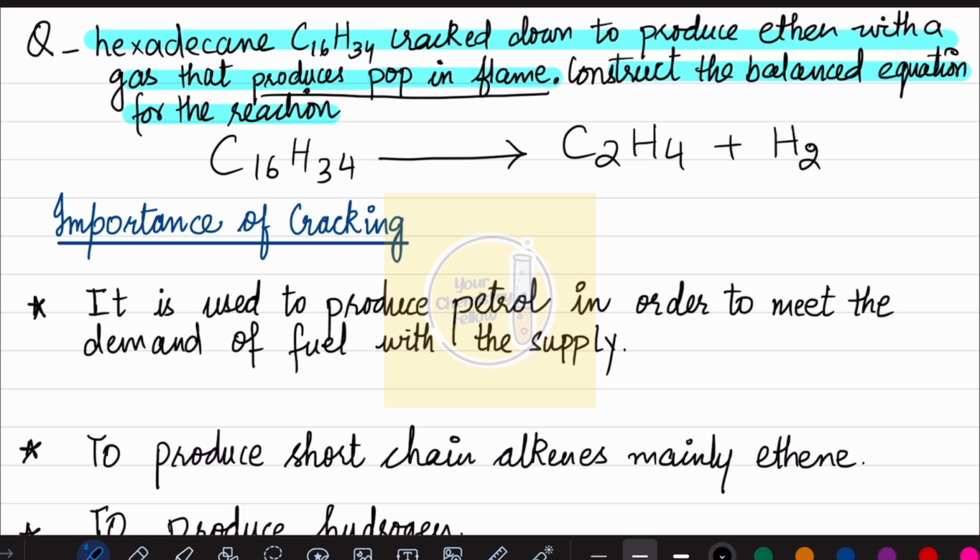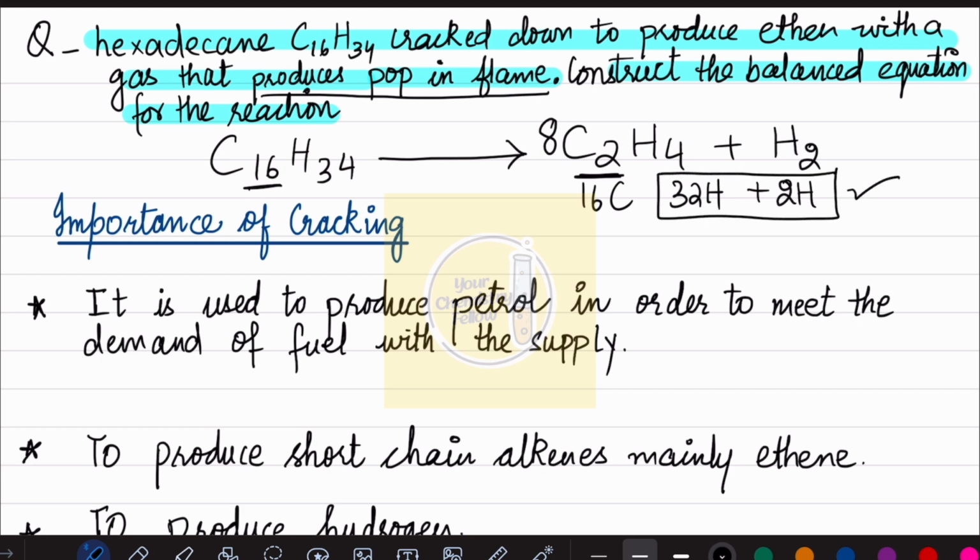Now I need to balance this equation. There are only 2 carbon atoms in ethene. So in order to make it 16, I will multiply it by 8. Now there are 16 carbon atoms and 8 times 4, 32 hydrogen atoms. And with the 2 hydrogen atoms from hydrogen gas, the number of hydrogen atoms becomes 34 and carbon is 16. So this means this equation is now balanced.